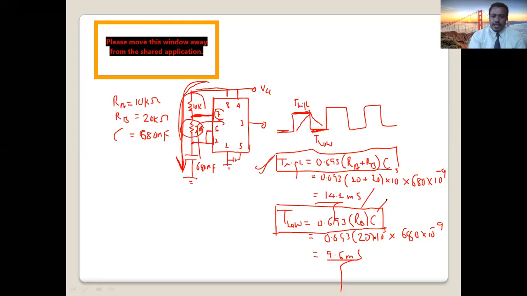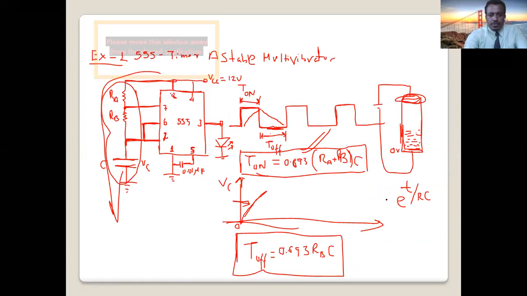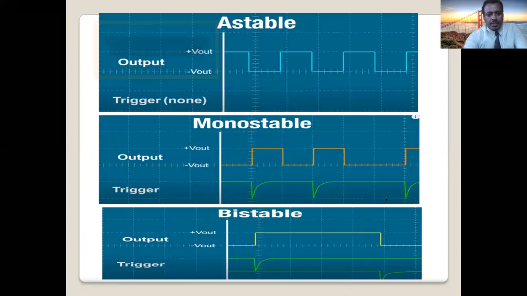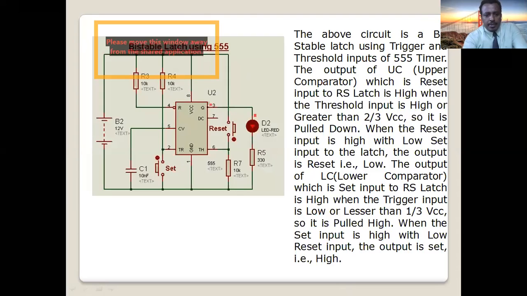Okay, but to revise what we have discussed so far, the 555 timer can be used in astable multivibrator mode. Before that, we have discussed bistable, right? So when you see bistable mode, in this case, it's a bistable circuit.